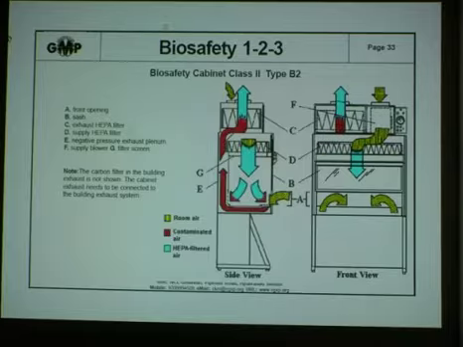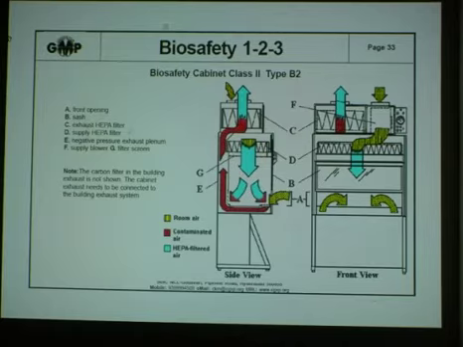Here we have the last of the Class 2 biosafety cabinets, type B2, where 100% of the air is exhausted. No air is recirculated into the workspace. Air is drawn in, part of the room air enters to ensure that the work area is under negative pressure with respect to the room. The entry velocity of the air entering the cabinet is 100 feet per minute at least, and the entire air is to be exhausted out.